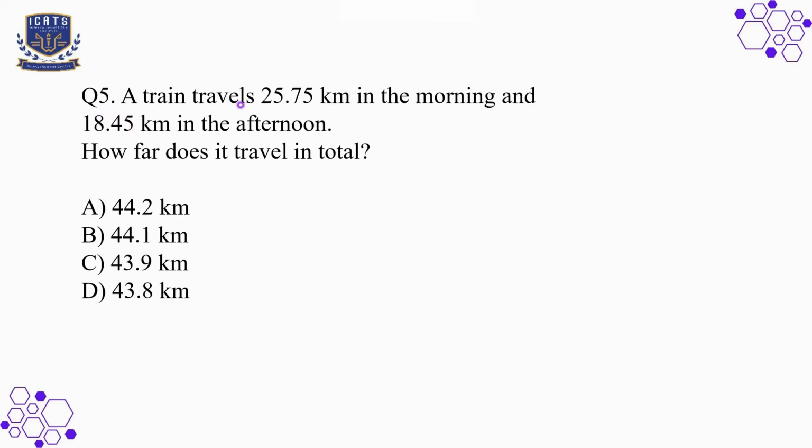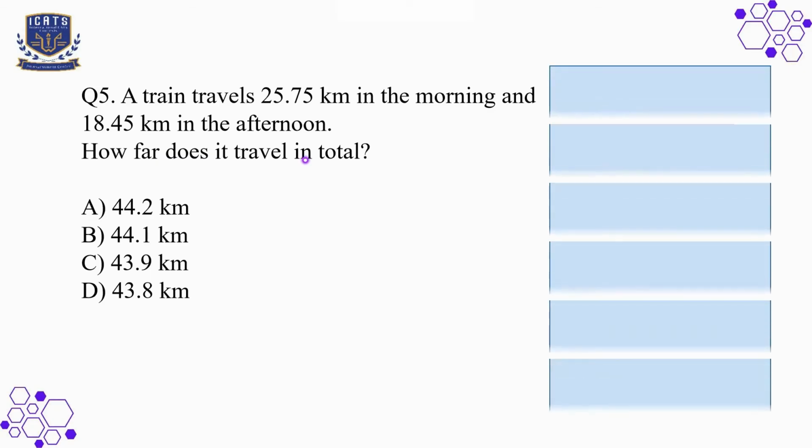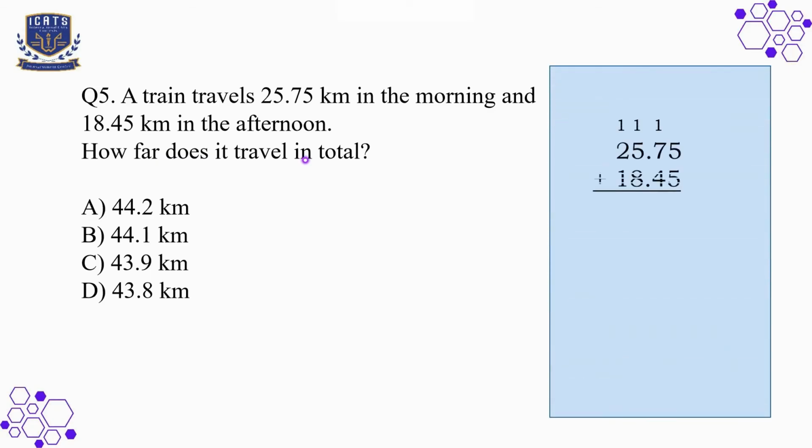Question number 5. A train travels 25.75 kilometers in the morning and 18.45 kilometers in the afternoon. How far does it travel in total? So we will add the given values.